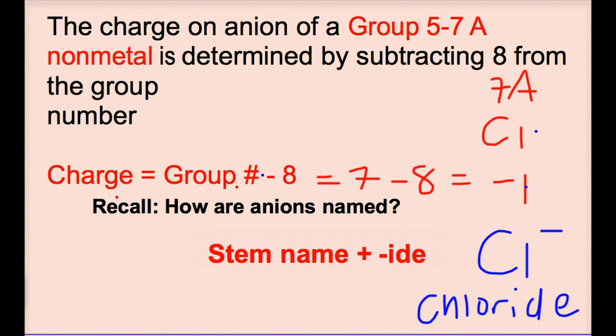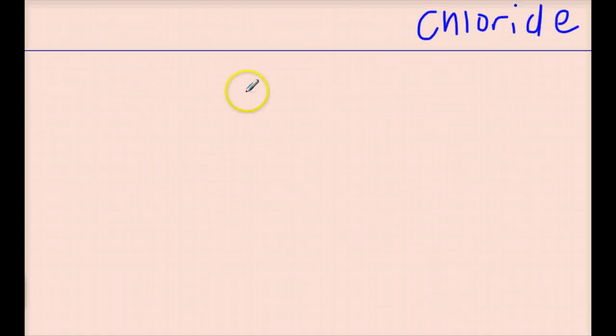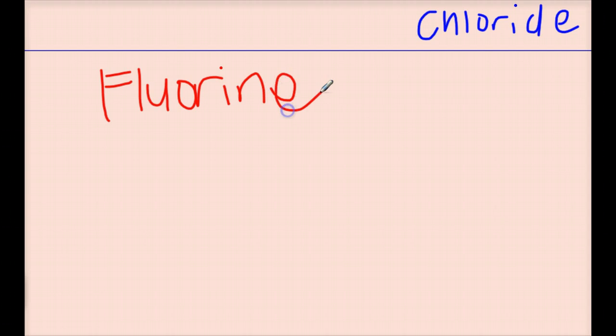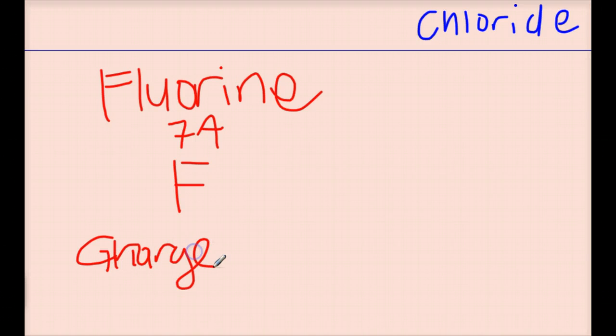So let's do another example. Let's take a look at fluorine, right? So find fluorine on your periodic table. It's the letter F, and it is found in column 7A, right? So if I were to follow this rule, the charge is equal to the group number, in this case 7 minus 8. This is also equal to negative 1.